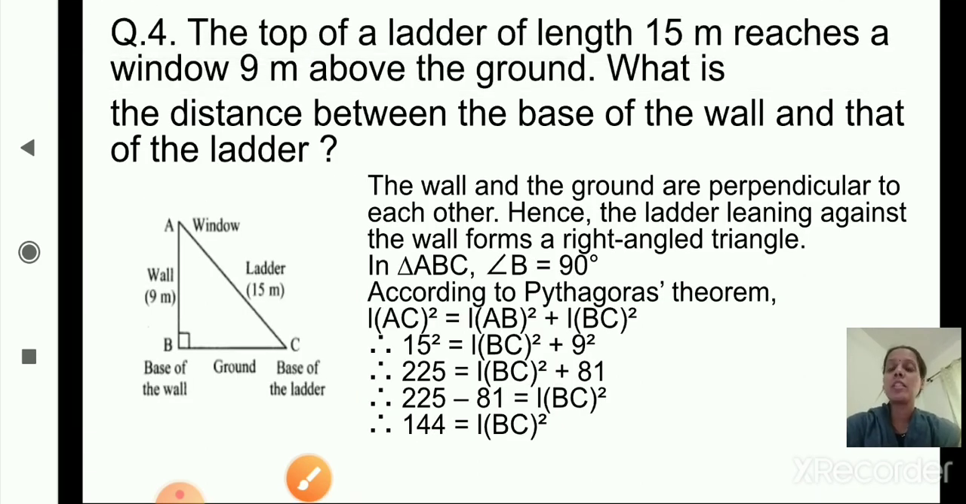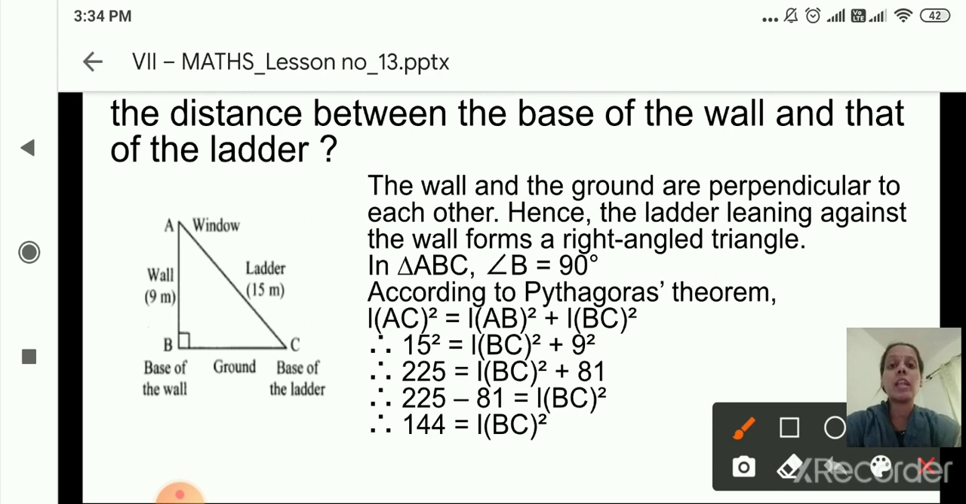Now this is question number 4. The top of a ladder of length 15 meter reaches a window 9 meter above the ground. What is the distance between the base of the wall and that of the ladder? Now based on the information, first we have to draw the figure. If we draw the figure properly, then only you will get the correct answer.